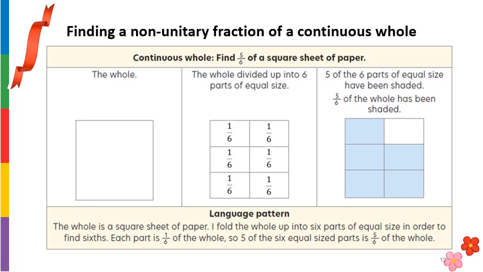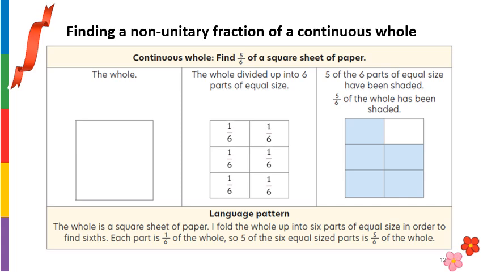The square on the right side says 5 of the 6 parts of equal size have been shaded or have been colored in. So 5/6 of the whole has been shaded. So can you see they colored in 5 of those blocks, which were each 1/6. That is why they've colored in 5/6.